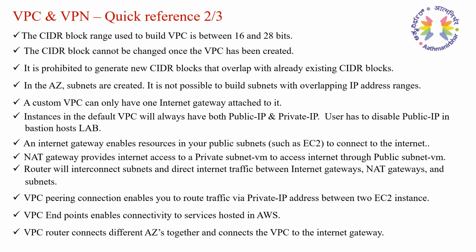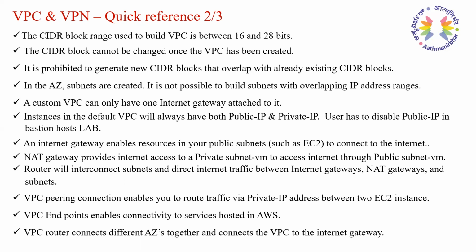A custom VPC can only have one internet gateway attached. So we cannot create multiple internet gateways and try to attach them to the same custom VPC. Instances in the default VPC will always have both public and private IP addresses. Users have to disable the public IP in the case of the Bastion host lab. You remember the private subnet we created, the private VM, where we deliberately disabled the public IP address, right? That is what we are referring to here.